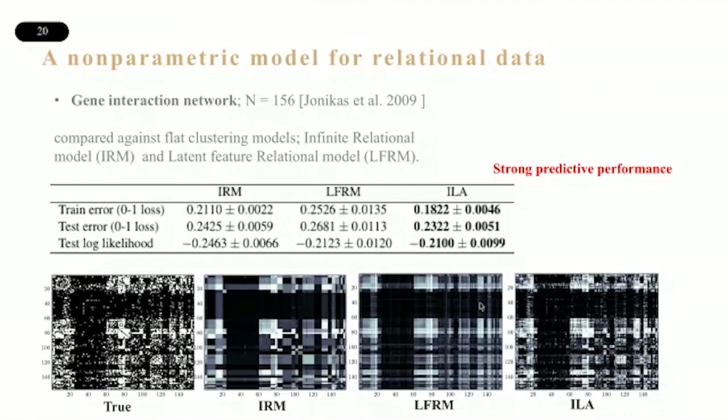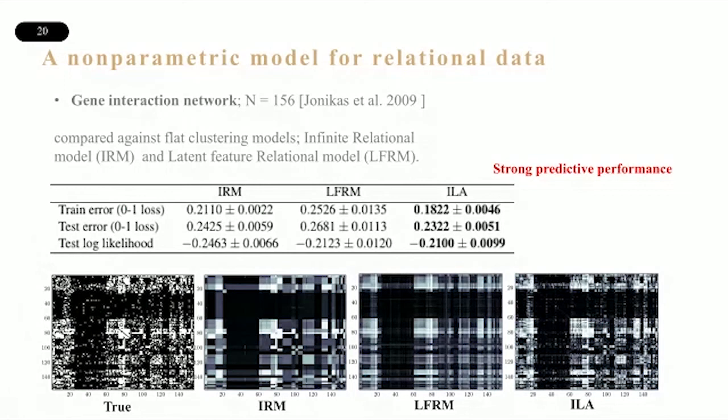Let's see some applications of this model in genes. I have 2 applications on gene interaction networks. The first is a very small data set of 156 genes. The observations I have are plotted here as the true links. The white indicates that there is an interaction between these 2 genes. This is a square matrix of interactions, and of course it is symmetric. These 2 genes interact, which means that somehow they're involved in the same process.